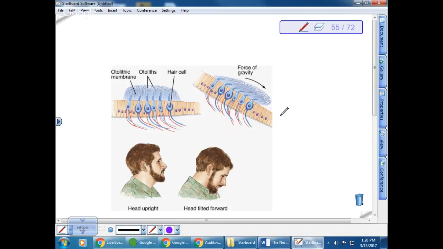And it sits on some hair cells in kind of a membrane. And so it would change as gravity moves, right? It would move those otoliths, and it would change the action potentials that are being generated. So if I'm right side up, there's no action potentials being generated because I know I'm right side up to gravity. But if I'm upside down, then it's those that tell me that I'm upside down.